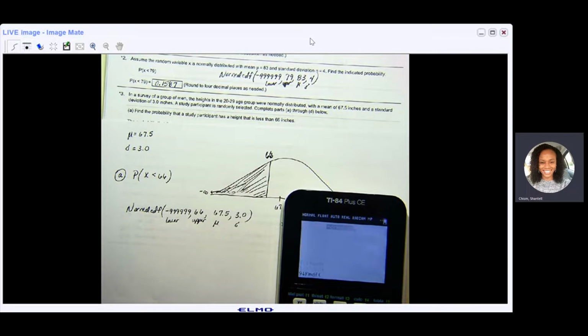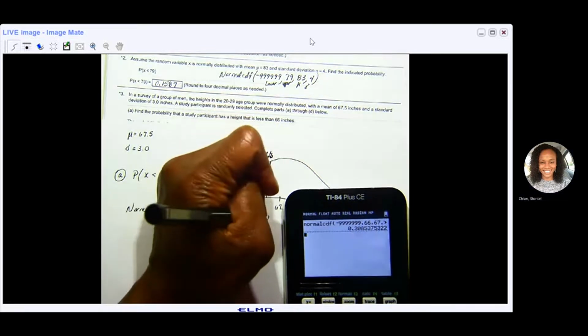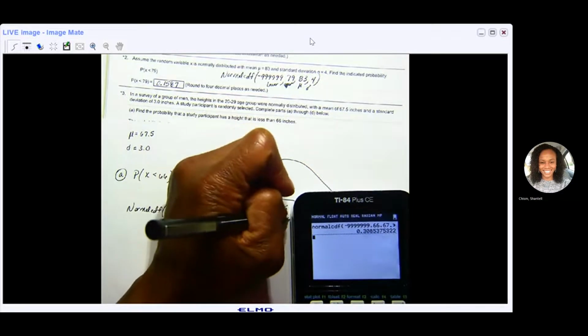Second VARS, normal CDF, negative 99999. The upper bound is 66. The mean is 67.5. The deviation is 3. 0.3085. Okay.